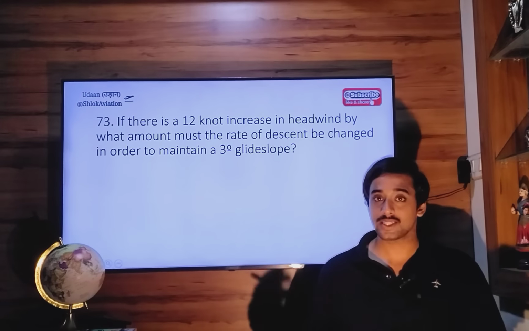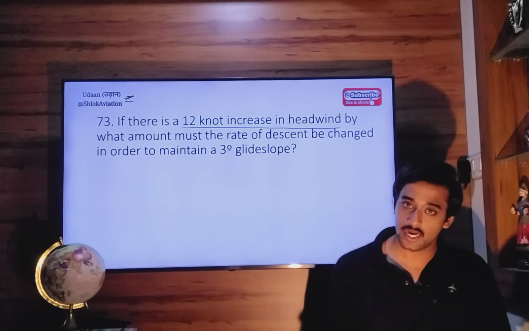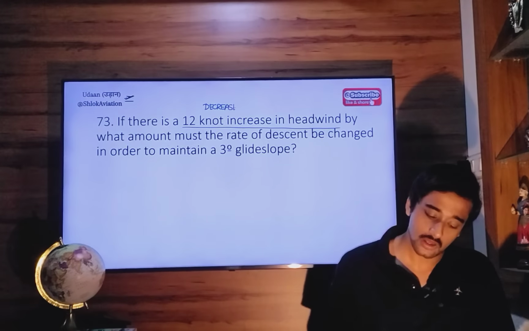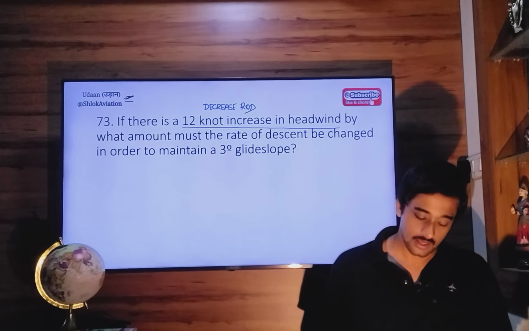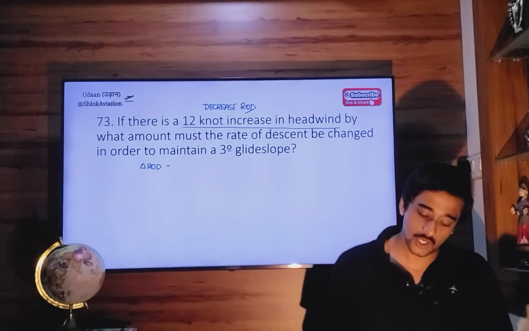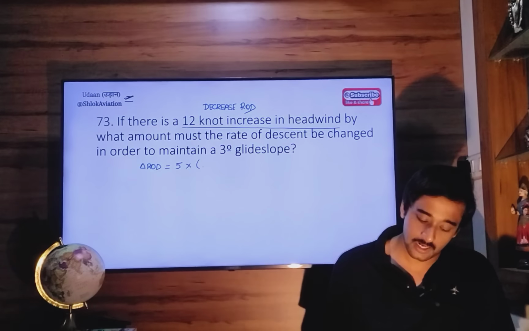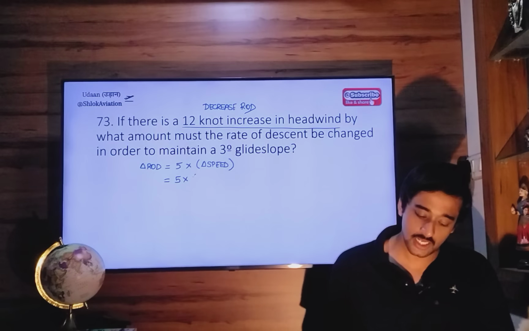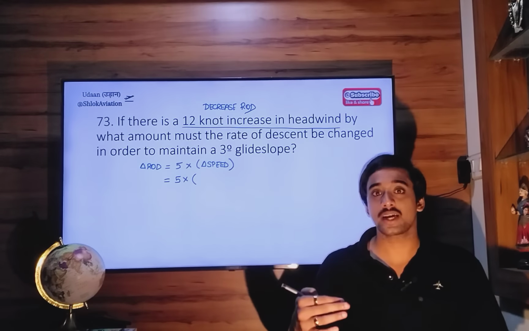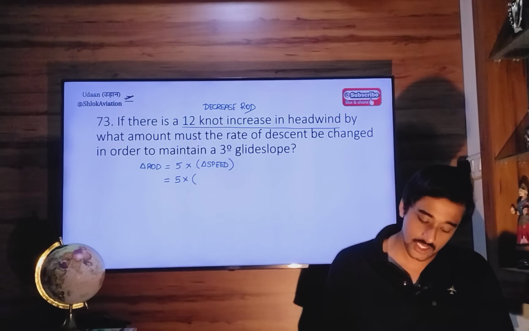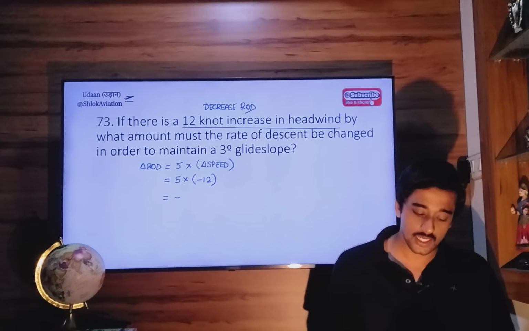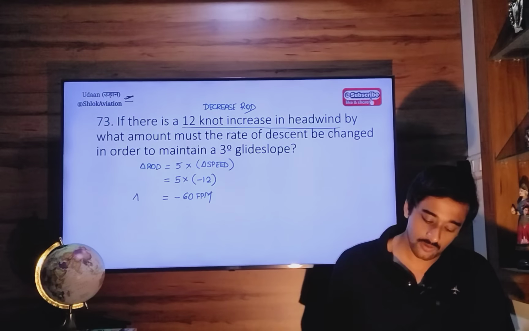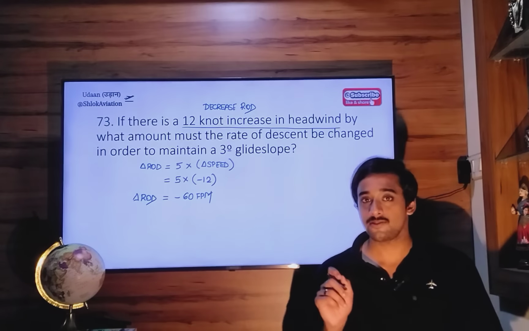There is a 12 knot increase in headwind. So whenever there is an increase in headwind, as a solution, you must decrease your rate of descent. Okay. By what value? The value by which you will decrease your rate of descent is 5 multiplied by change in ground speed. Increase in headwind will decrease your ground speed further. So minus 12. So 5 12s are 60. Minus 60 feet per minute. That means you will have to change your rate of descent by 60 feet per minute.